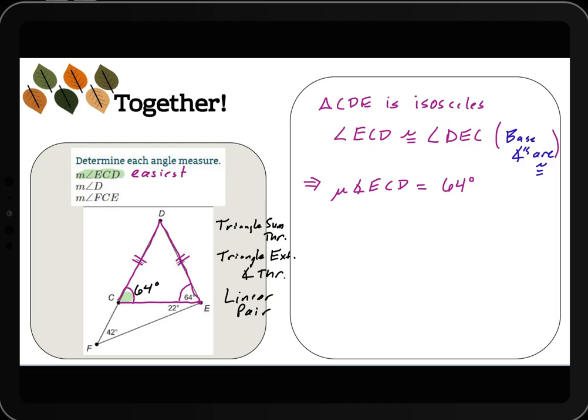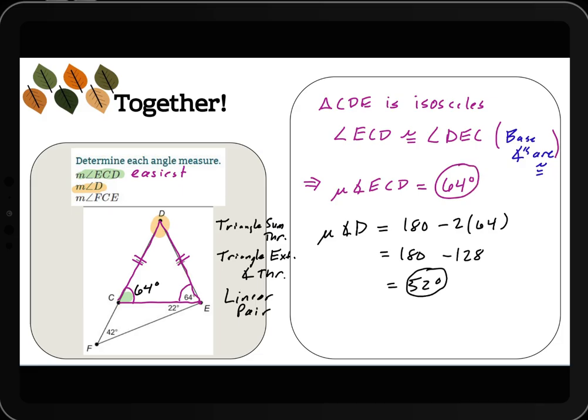So let's go ahead and find the measure of angle D now. The measure of angle D is up here. This one is similar to what we had in the previous examples in this lesson, which is that we're missing a third angle and we have two angles that we know. So therefore, the measure of angle D is going to equal 180 minus 2 times 64. So that's 180 minus 128, and that's going to equal 52 degrees. So now we have our second angle value that was missing in the diagram, 52 degrees.